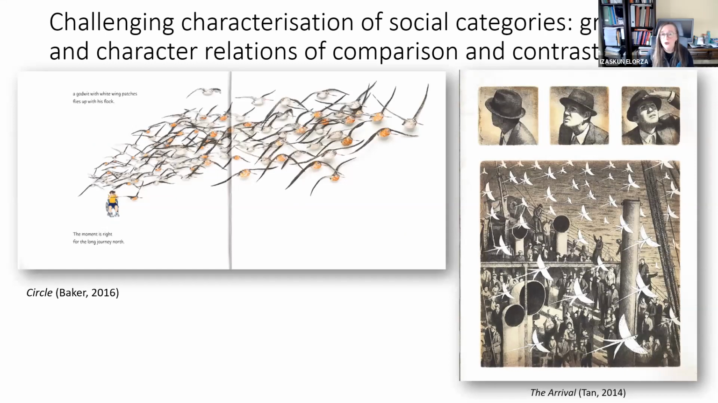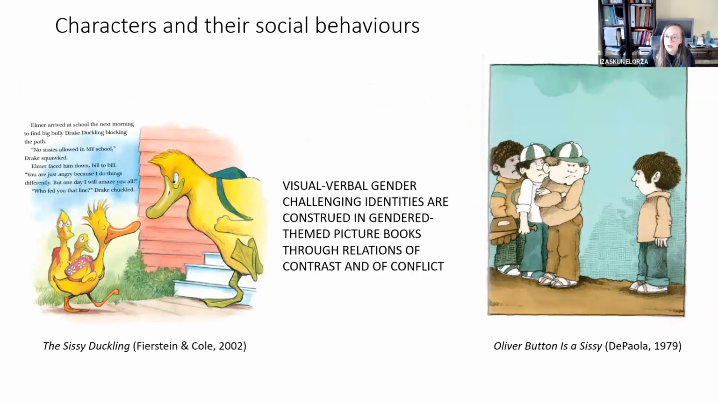Characters are also construed through comparison and contrast. And again, both possibilities, the similarities and the things that make them different, are available simultaneously as well. But social characters in particular are construed in reference to the other characters, to the other participants in the story as well. For instance, gender challenging identities are typically construed through relations of contrast and of conflict.